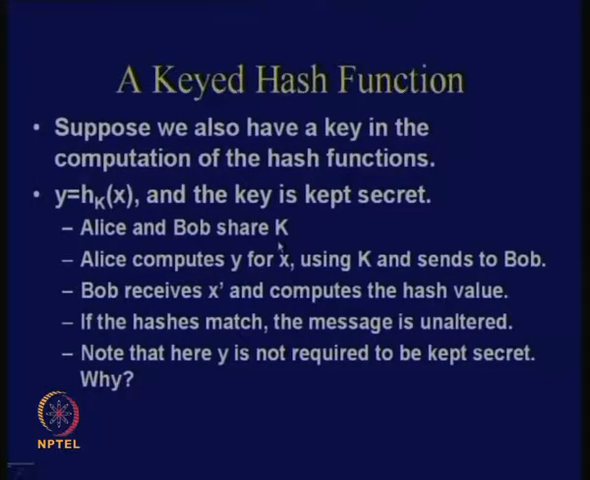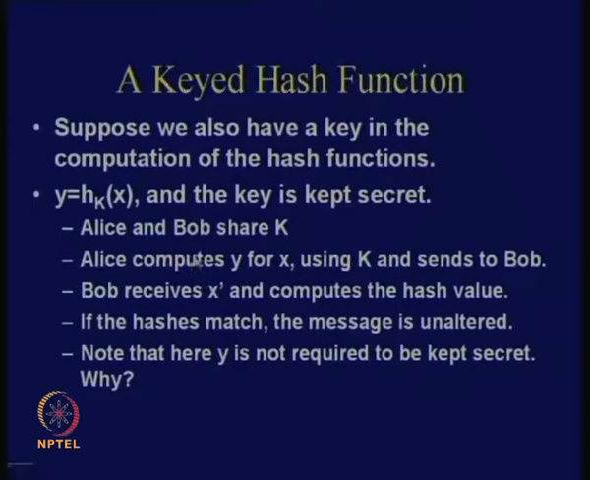So you see that if you have a keyed hash function, as we have discussed, then you can actually transfer the digest over an insecure channel. Suppose we also have a key in the computation of the hash function, and this is how it is represented, h_k(x). And the key is kept secret. Then Alice and Bob are in this case sharing a key, so this is an example of a symmetric key setting, right? Because they are sharing the same piece of key.